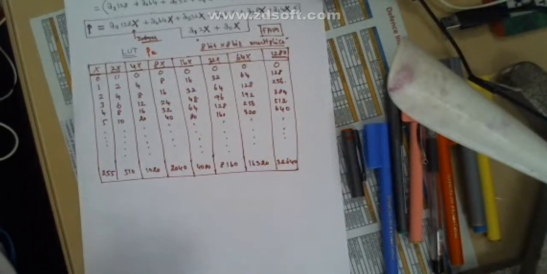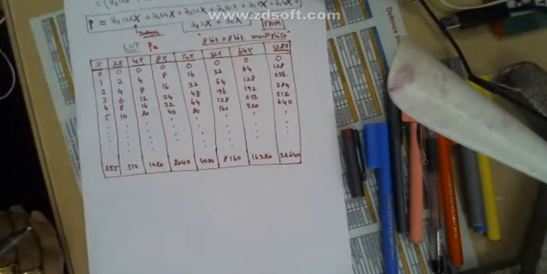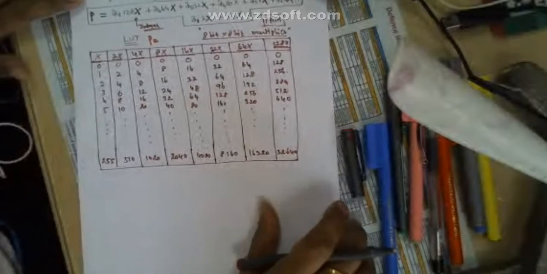Which is not at all possible in the basic embedded system or basic controllers. Can you multiply 32,640 by any number? Not at all possible. But here it is possible now, right? So we made the lookup table.